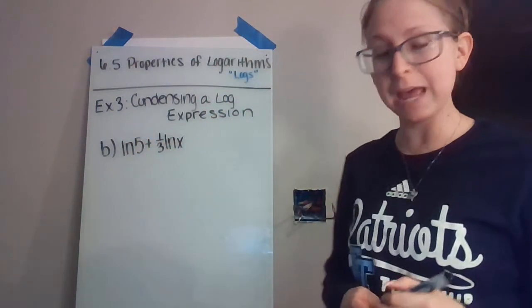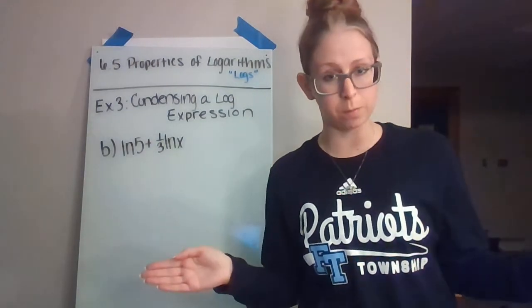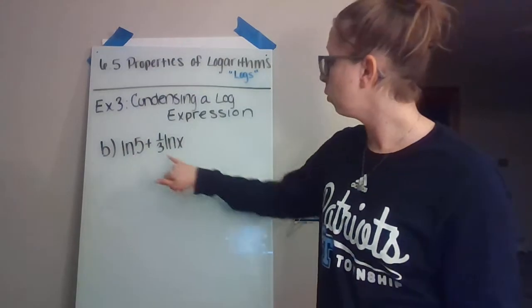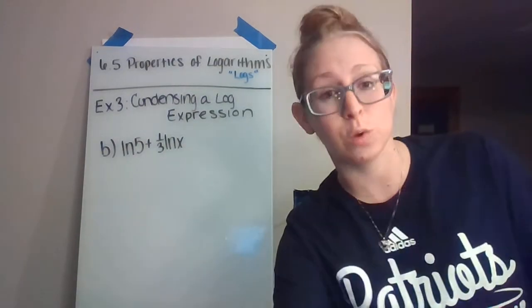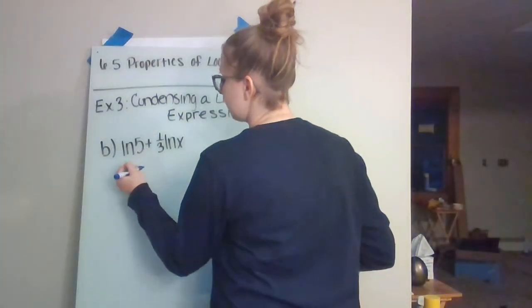Okay, so for B, it has a variable, so it'll be a little different. But you still start off with, are there any power properties? Are there numbers in front? Well, here there is a number in front. Again, you cannot do anything if there are numbers in front of terms. You can't combine it. So first I'm going to pop that up.